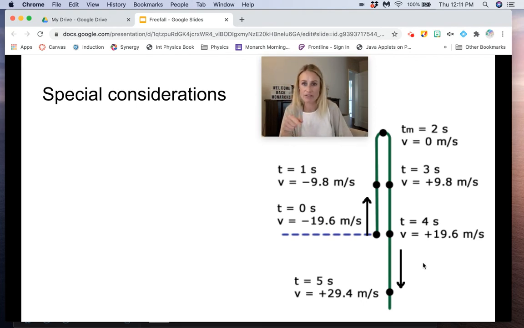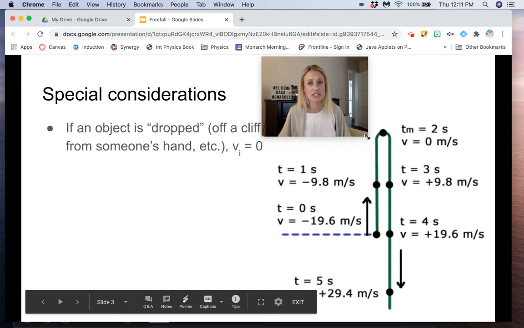If you're using this notation where down is positive and up is negative, then your acceleration of gravity will be positive. A lot of the time I will use this notation, saying down is positive, when something's being dropped off a cliff. If something's being dropped off a cliff, everything's going down, so you might as well just say that's the positive direction. It's just up to you, all right?